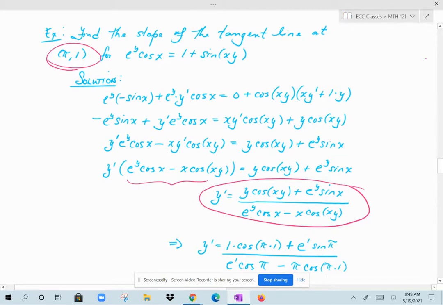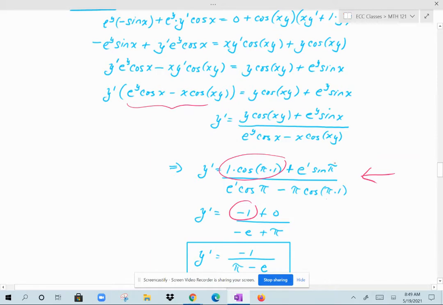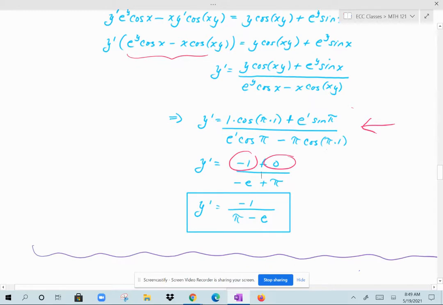So my x is pi, my y is 1. So that's exactly what I did right here. So that leaves me with 1 times the cosine of pi, which is equal to negative 1, plus e times the sine of pi, but the sine of pi is 0, so e times 0 is just 0 on the next line. And then the denominator is e times the cosine of pi, so that gives me negative e.